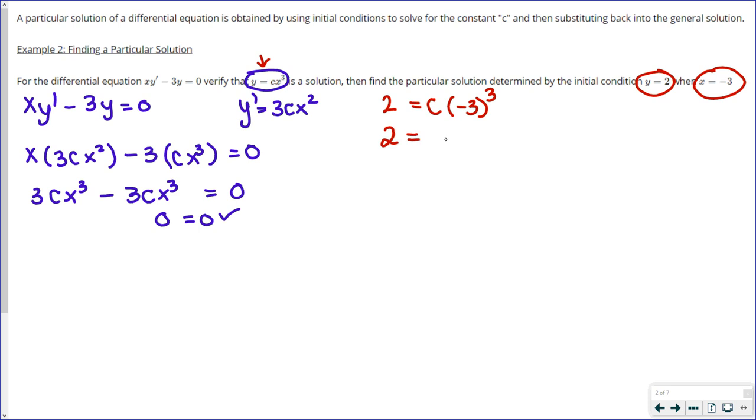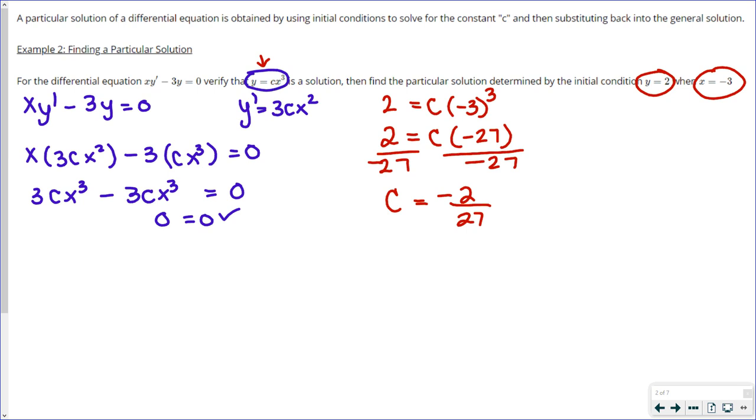So I get 2 equals c times negative 27. Divide by negative 27, and we get that c equals negative 2 over 27. This is not my final answer.